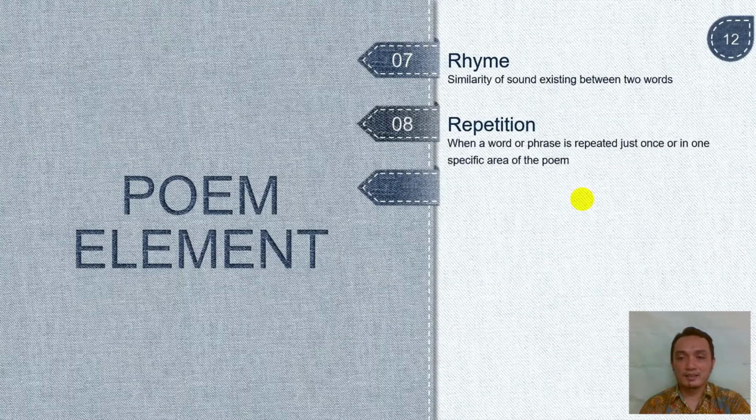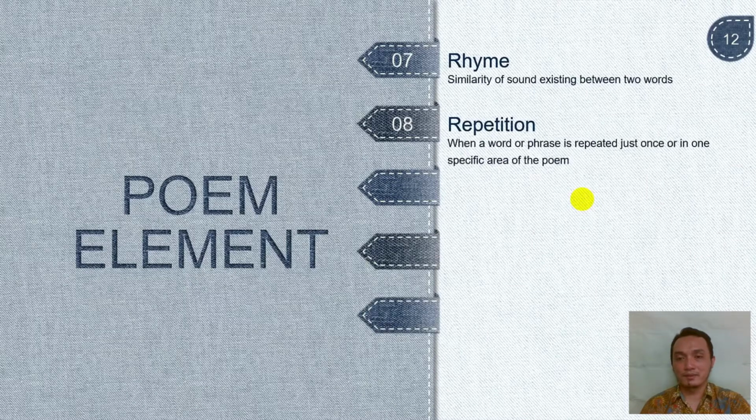These are the other elements of the poem. The first and the seventh is rhyme, and the last is repetitions.